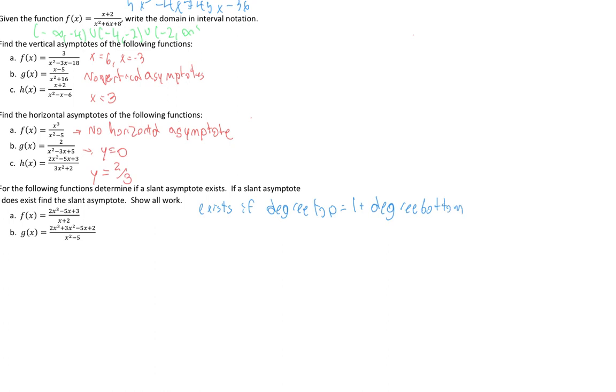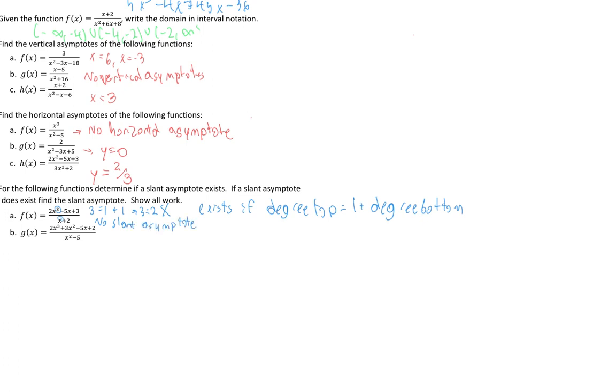So for the top one, the degree of the top is 3. The degree of the bottom is going to be 1 plus our bottom. There's a secret, invisible one there. And so the question is, is 3 equal to 2? It does not, so there is none. So the first one is no slant asymptote.